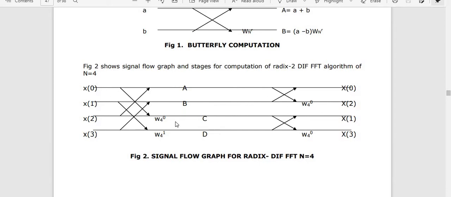If we are doing the reverse now, in DIF-FFT when N equals 4 samples, these are our input values, and we take the stages A, B, C, D. We want to cross multiply and write it down.